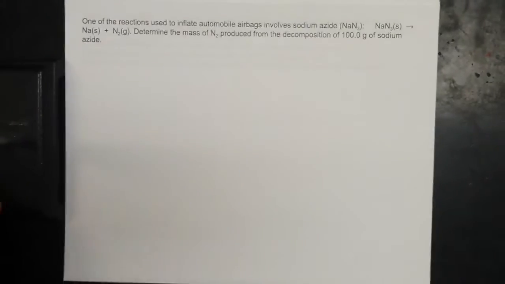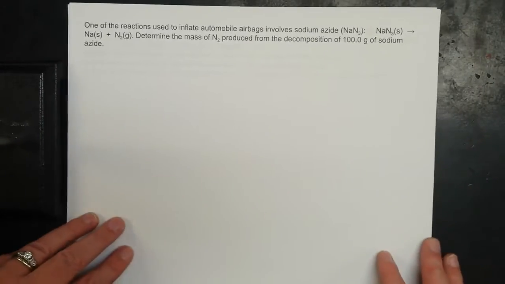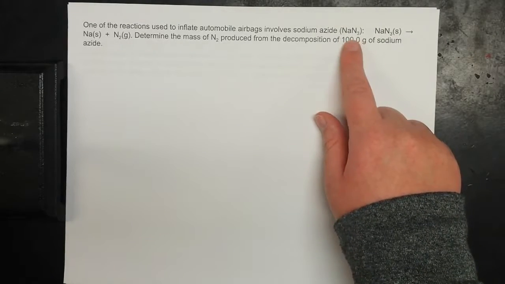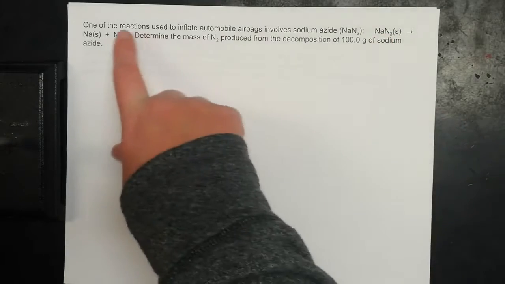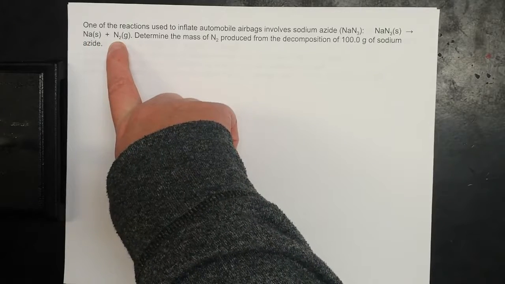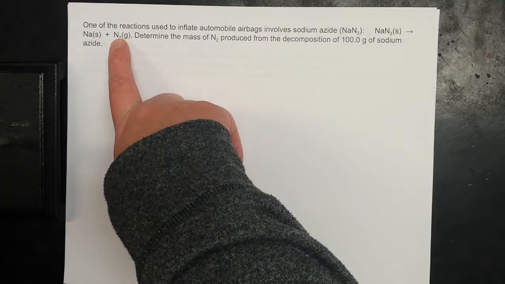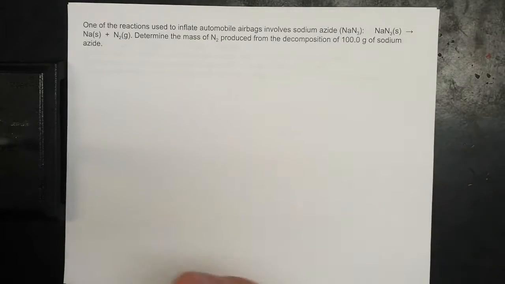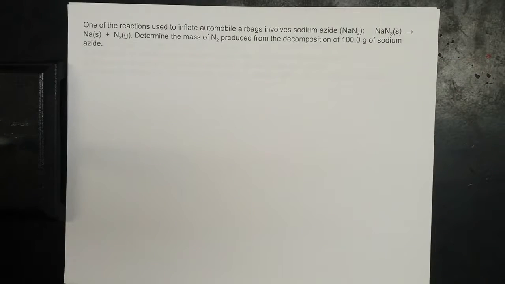Okay, we're looking at one of the reactions that actually occurs whenever your airbag needs to inflate, and it involves sodium azide. So we have the decomposition of sodium azide into sodium and nitrogen. We get a metal, but we also have this large amount of gas, and you'll actually see volume-wise here soon, and that's what inflates your airbag. We want to determine the mass of nitrogen produced from the decomposition of 100 grams of sodium azide.